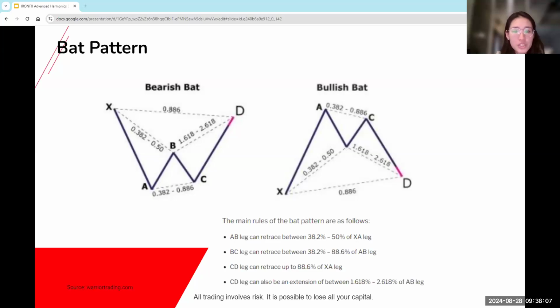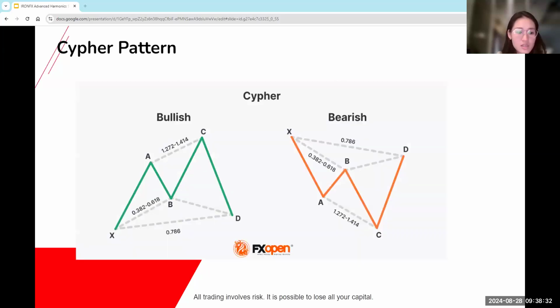Okay, any questions so far? Okay, if not, let's move on to the next pattern, which is the Cypher pattern.